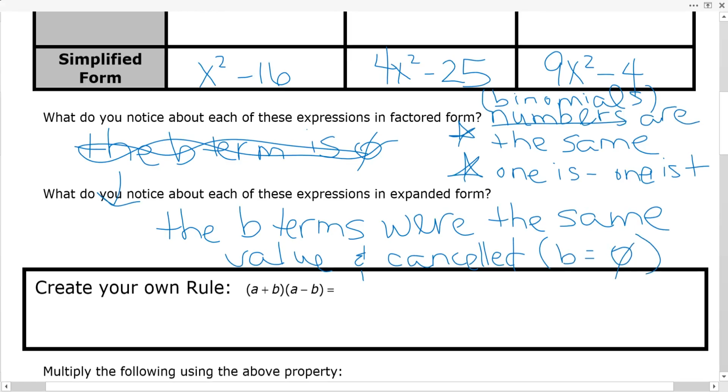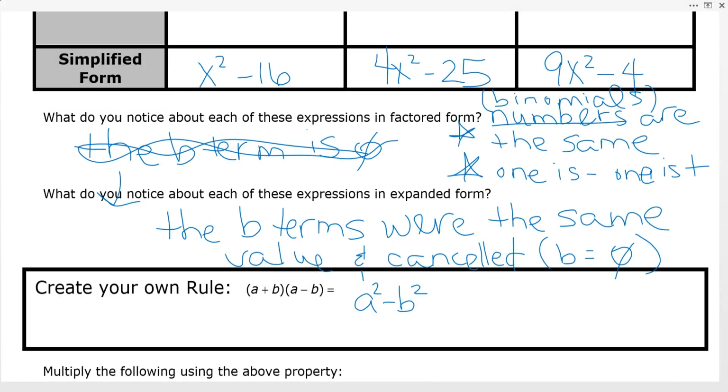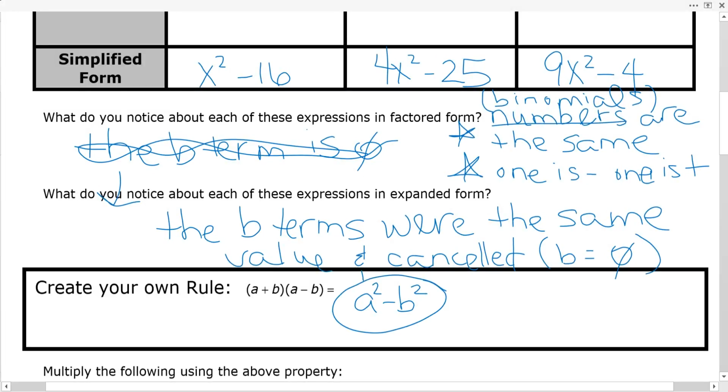All right, so what do you want your rule to be? Write your own rule. How's the best way to think about this so that it makes sense to you? A plus B times A minus B is equal to A squared minus B squared. Let's just say this is called the difference of squares.